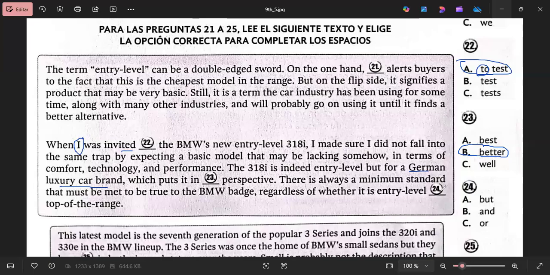Let's continue. We're going to find 24. There is always a minimum standard that must be met to be true to the BMW badge, regardless of whether it is an entry level. Then we have options: top of the range, entry level, and top of the range, entry level, or top of the range.